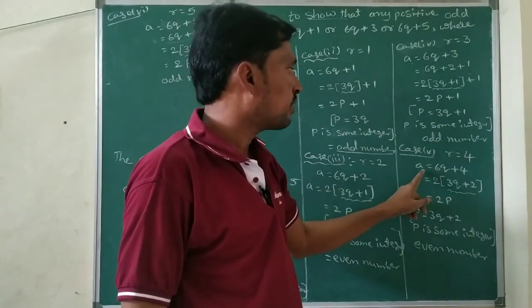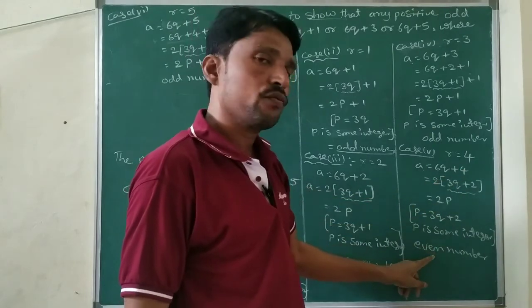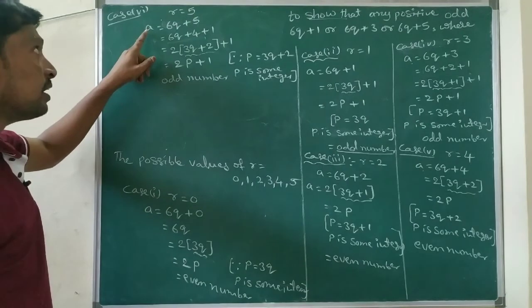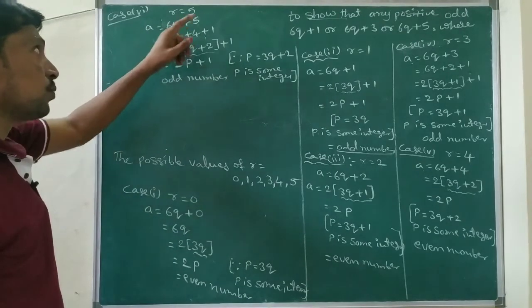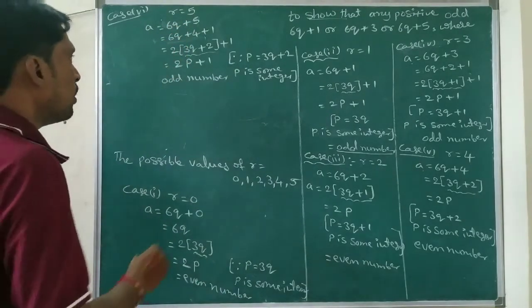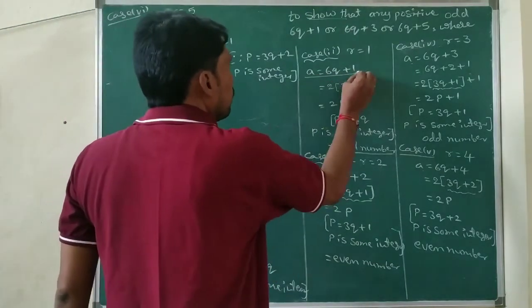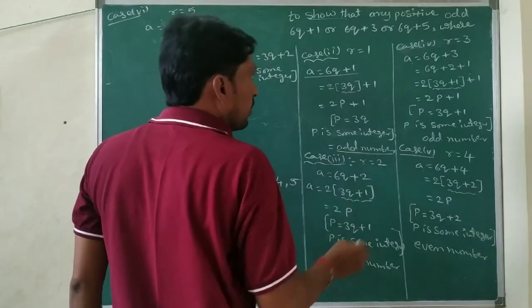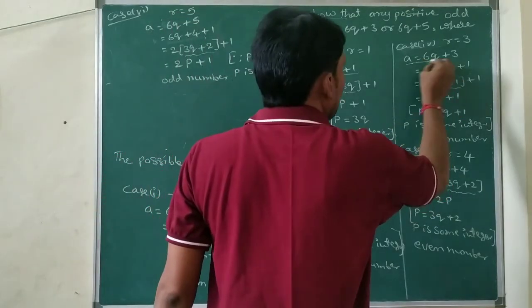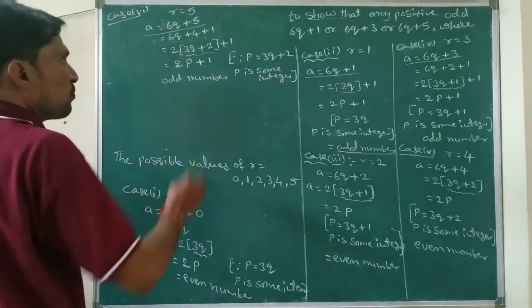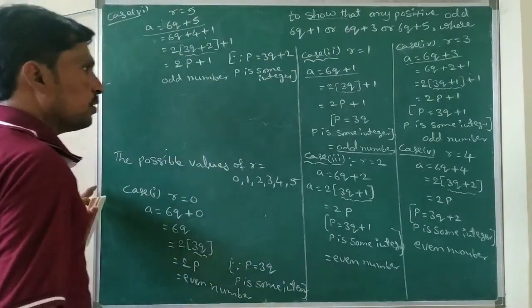r equal 4 means 6q plus 4, which is an even number. Next, r equal 5 means a equals 6q plus 5, which is an odd number. So where we got the odd numbers: a equals 6q plus 1 is an odd number, a equals 6q plus 3 is an odd number, and a equals 6q plus 5 we are getting an odd number.